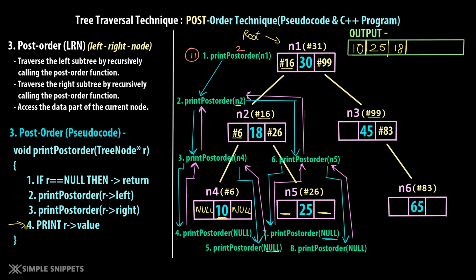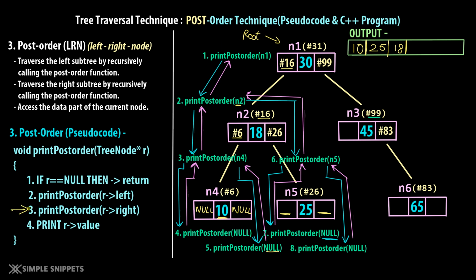And once I do step 4 for the 2nd print post order, it will also complete its execution. So it can go back to its calling function. Who called the 2nd print post order? You can see the blue arrow. It is called by the 1st print post order. So you'll go back. Now when you go back over here, the 1st print post order, which was paused at step 2, will resume its operation from step 3.